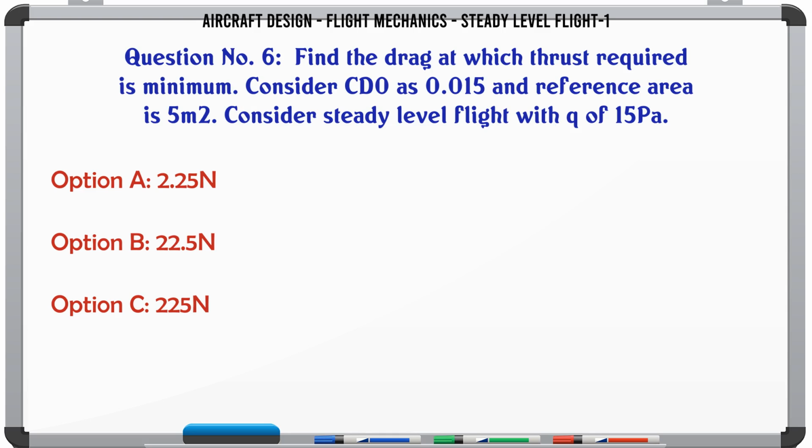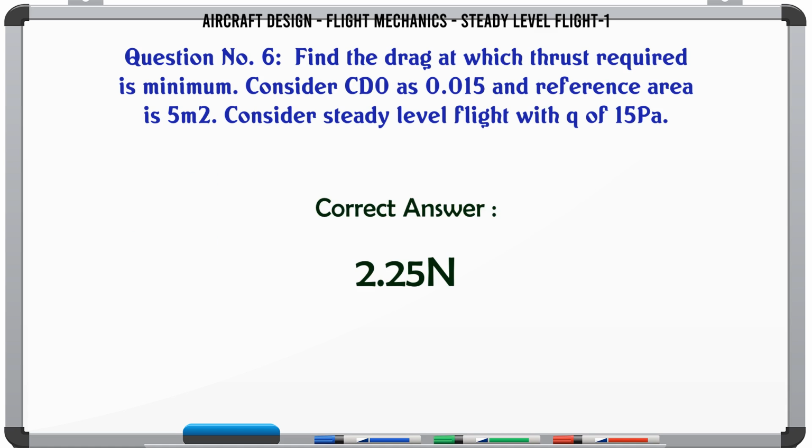Find the drag at which thrust required is minimum. Consider CD0 as 0.015 and reference area is 5 m². Consider steady level flight with Q of 15 Pa. A: 2.25 N, B: 22.5 N, C: 225 N, D: 2250 N. The correct answer is 2.25 N.